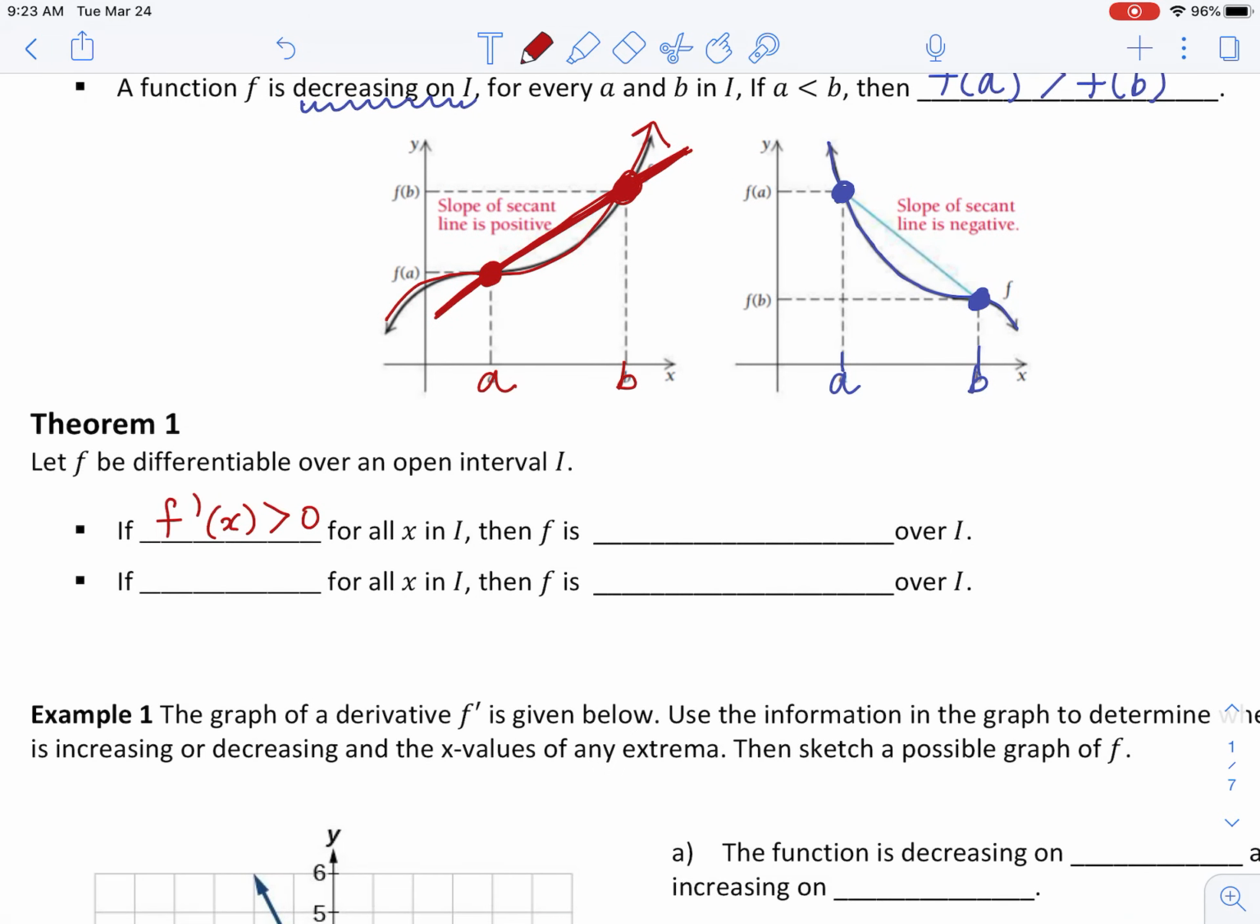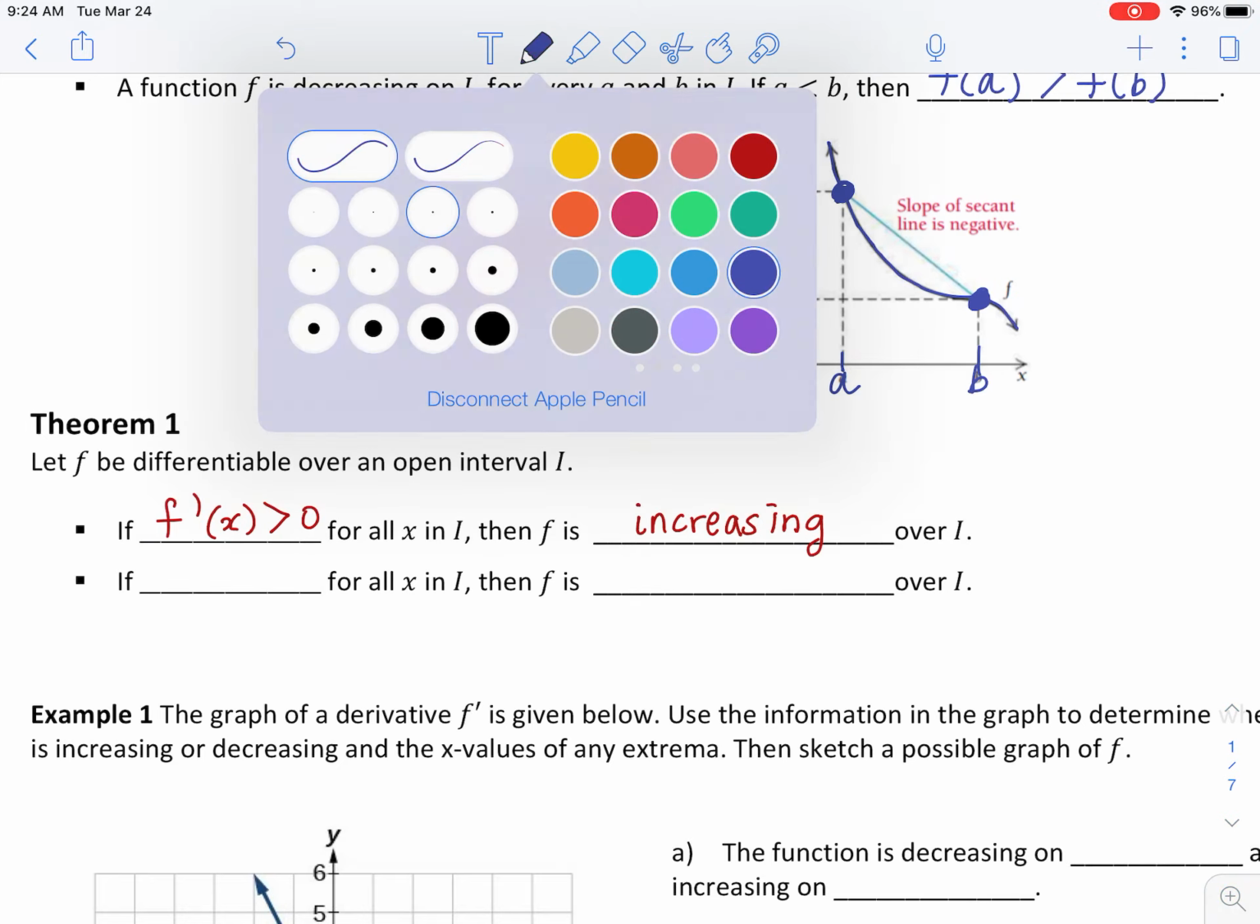If f prime of x is positive for all x in I, then f is increasing over I. It's just saying if the derivative is positive, then the function is increasing.